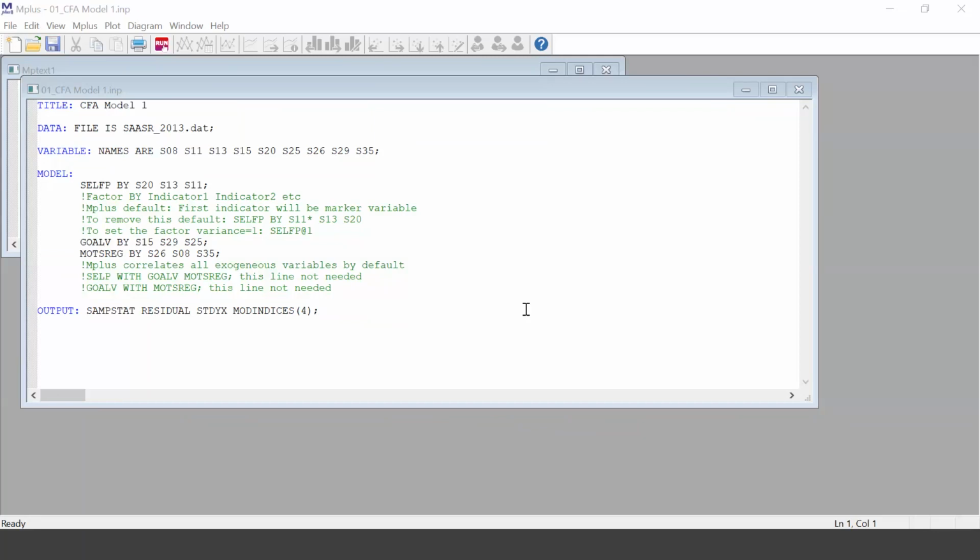So on the left-hand side of the line, we'll have the name of the factor. I've called the self-perceptions factor self-P here. Self-P by, so self-P is measured by S20, S13, and S11. So self-P by S20, S13, S11, semicolon, because it's the end of the line. And so this means the factor is measured by those 3 indicators.